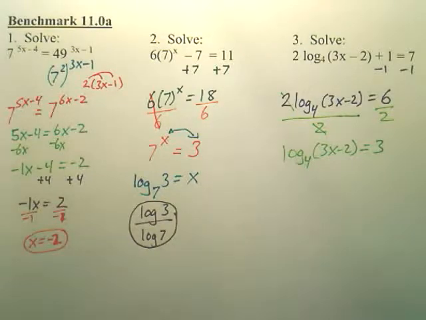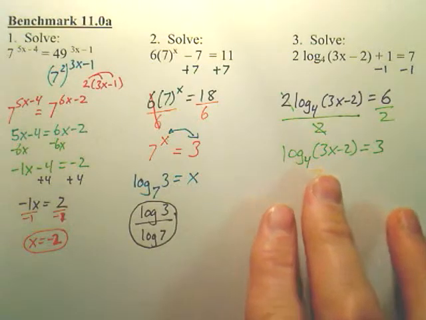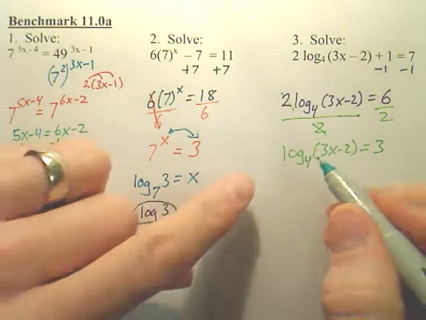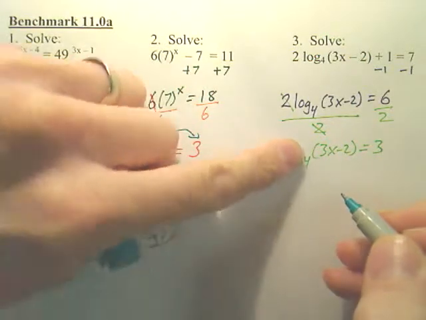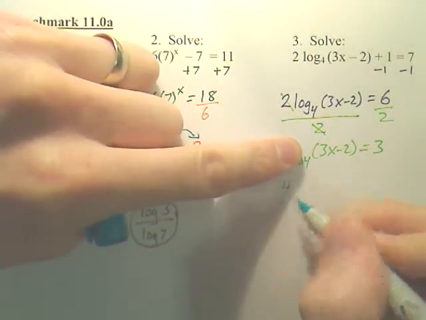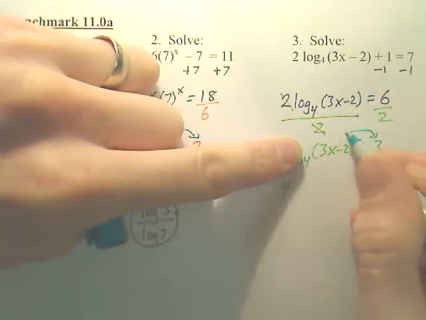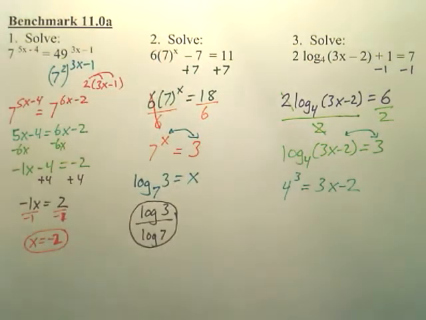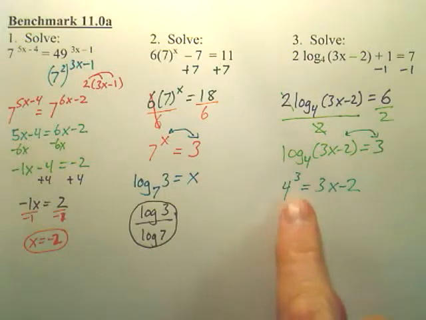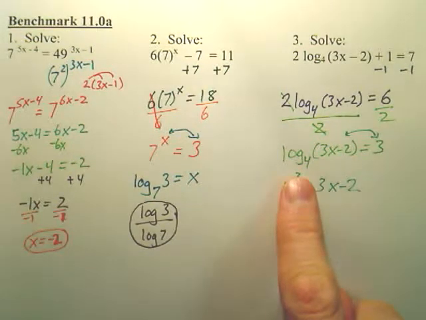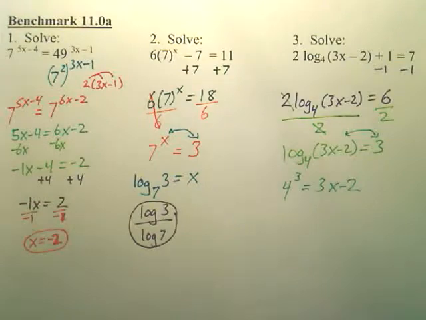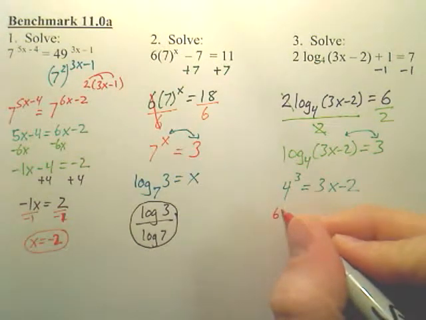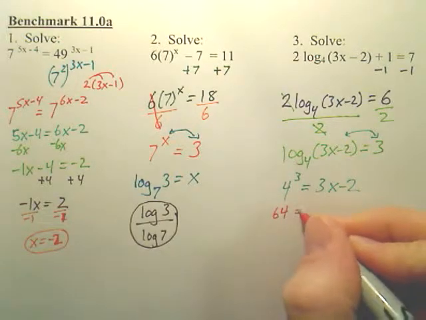But I can't really solve this, so I need to get the x out of the log. So what we do is we change it to exponents. To change this to an exponent, you drop the log, so it's base 4, and then you switch these two. So that's going to be 4 to the third power equals 3x minus 2. And once I do that, this is solvable, because we know what 4 to the third is, and then we can get x by itself. Because 4 to the third is 64.